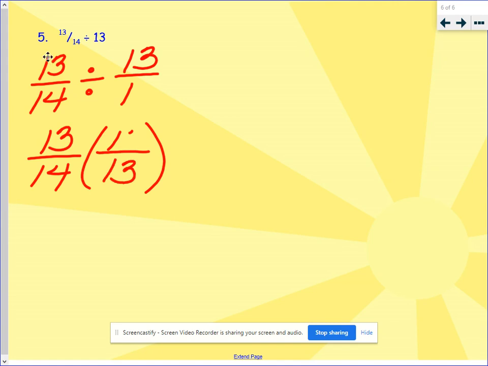And very nicely, I see that 13 goes into itself once, 13 goes into itself once. I now go to multiply my numerators. 1 times 1 is 1. And I go to multiply my denominators. 14 times 1 is 14. And I have a quotient of 1/14.